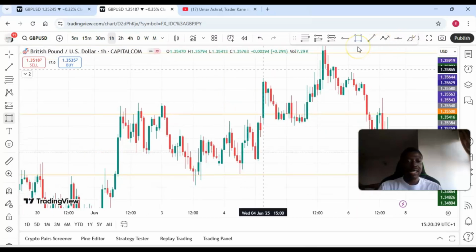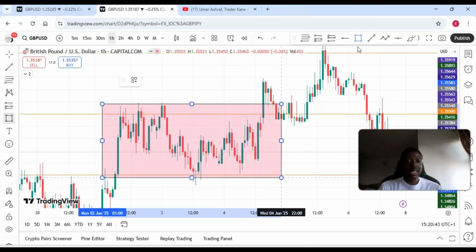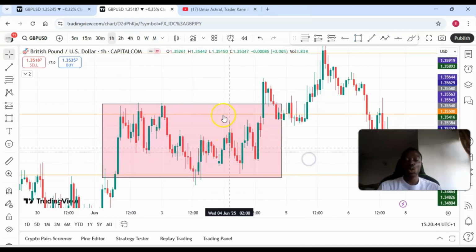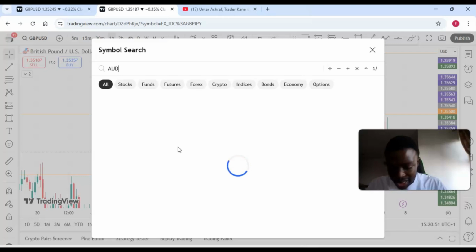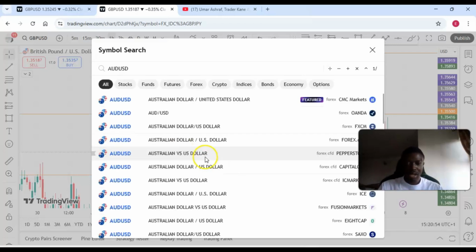Now look at this section here. You see that you cannot identify the trend of this particular market. Let's try a pair. Let me see. AUD USD, I think it has been consolidating. Let me check.